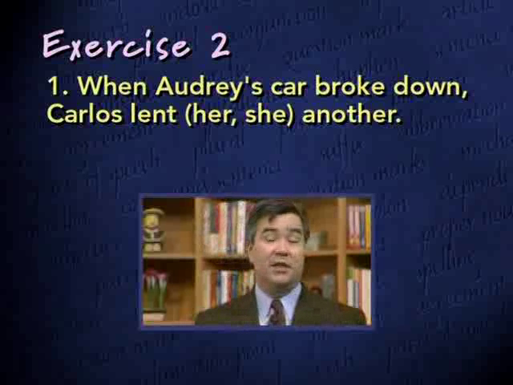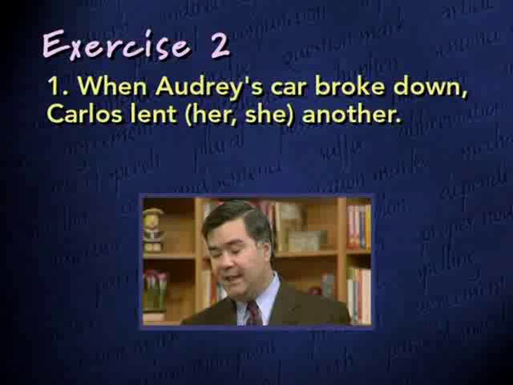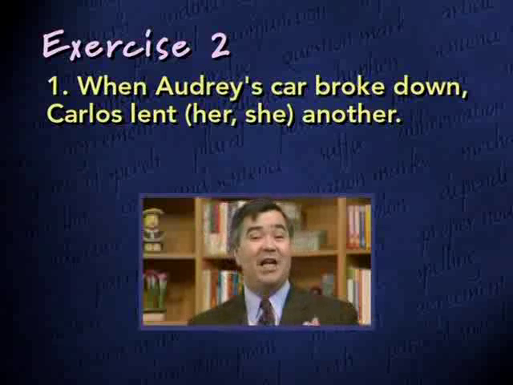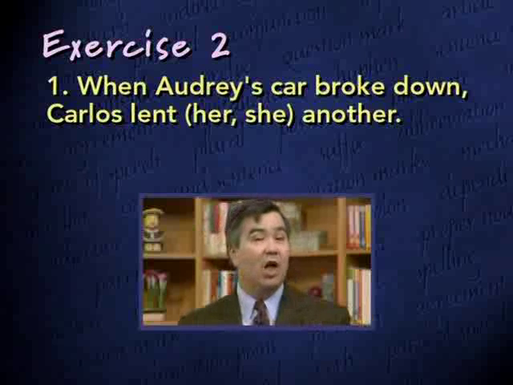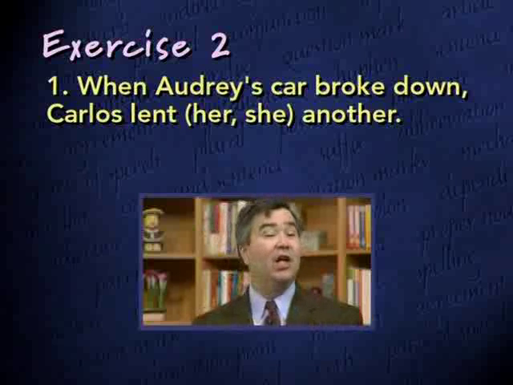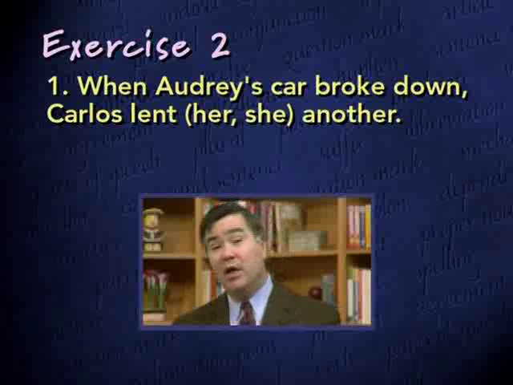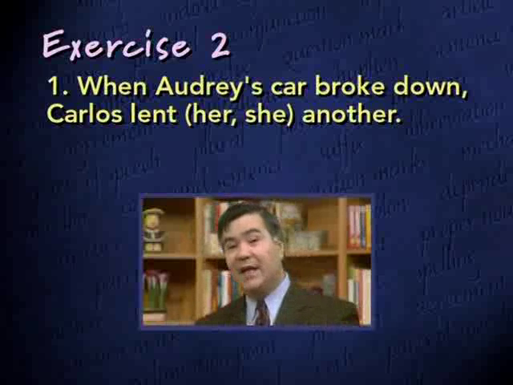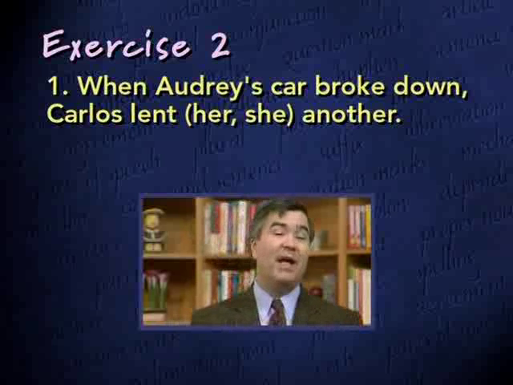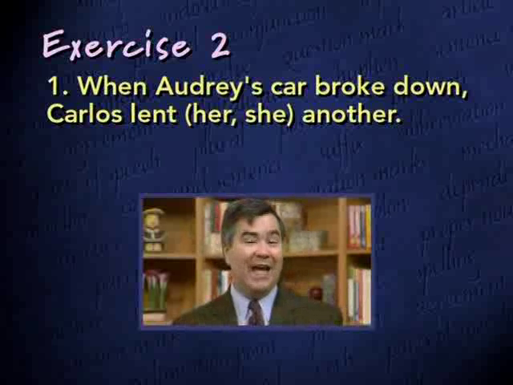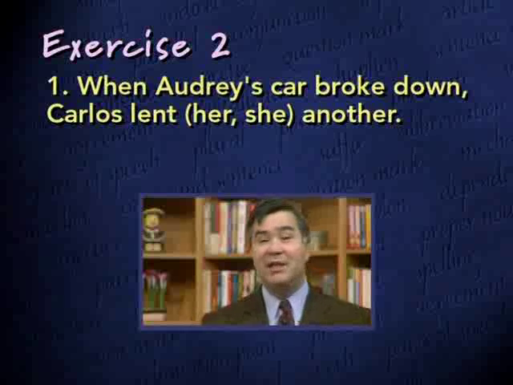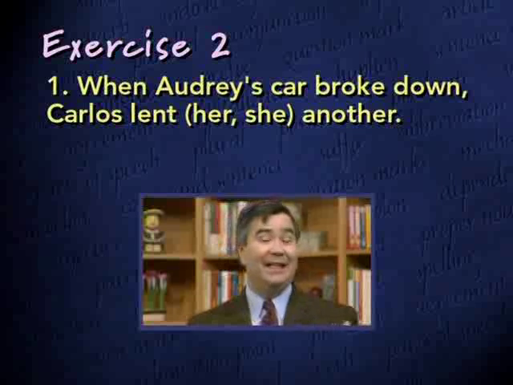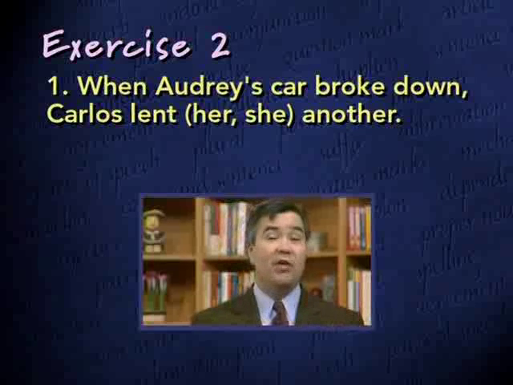No, Carlos is the subject of the verb lent. Instead, the personal pronoun that's missing here is an indirect object. Carlos lent what? He lent another, meaning another car. So another is the direct object of the verb lent. The pronoun that would come in between the verb and the direct object would be serving as an indirect object. It would tell to whom Carlos lent another, meaning another car.